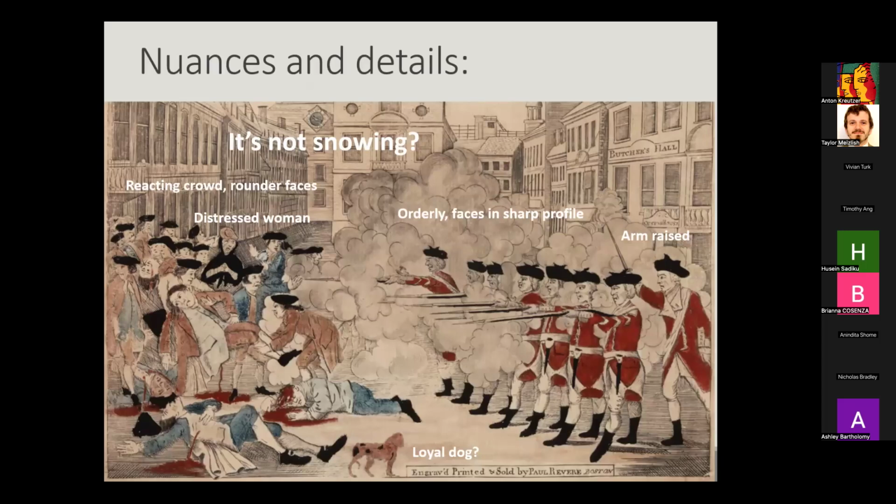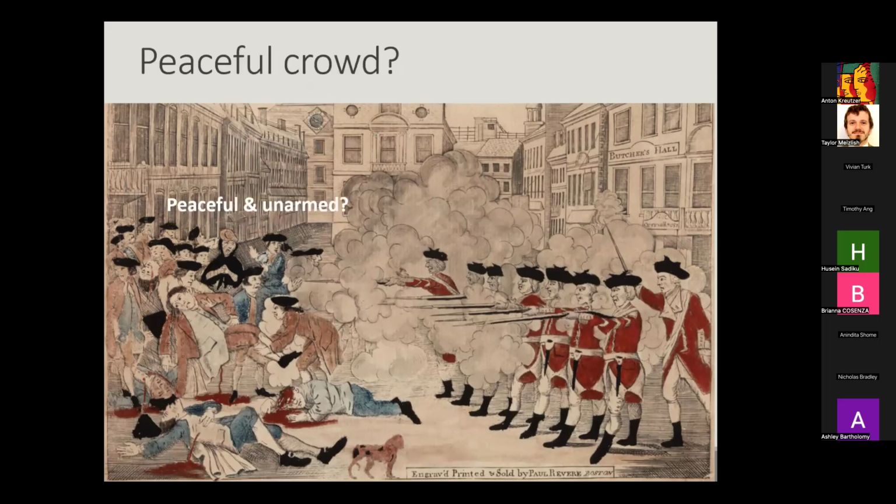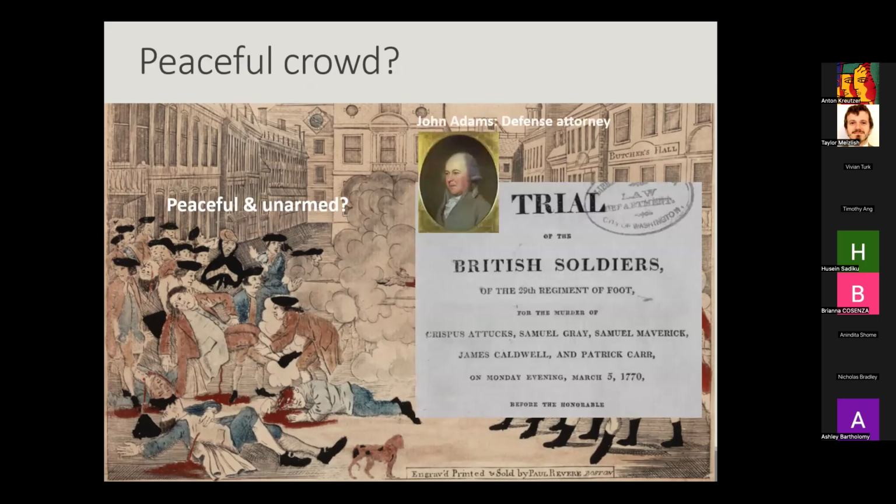So, for example, it's not snowing. And in the Boston Massacre, in reality, it was snowing when it happened. So that's a detail that's left out. And one of the details that is most clear is that the crowd is peaceful and unarmed in this. But there's a trial that was done. Some of the British soldiers were put on trial, and according to the transcript of the trial, the crowd was actually riotous and was throwing things. They had clubs, and were they throwing stones or were they throwing snowballs? So it wasn't really a peaceful crowd that was being fired on.